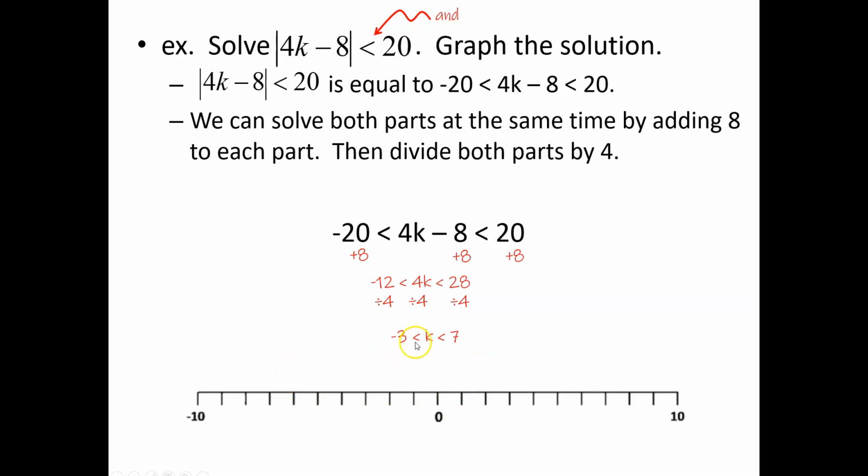So here we go. We're going to graph it. Note there's no extra line under the inequality, so they're going to be open circles at negative 3 and 7. And see how k is between negative 3 and 7? It's an and, so it's the intersection. It's going to be between.